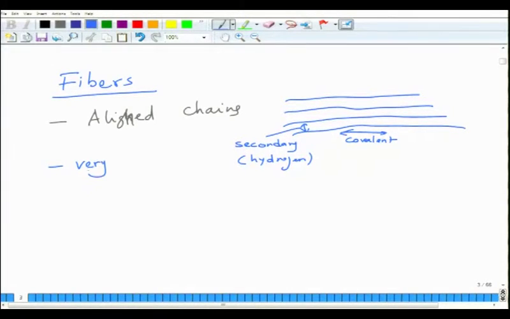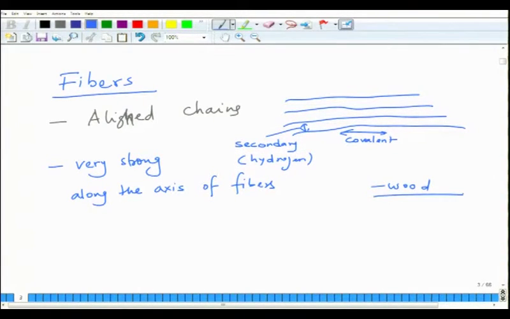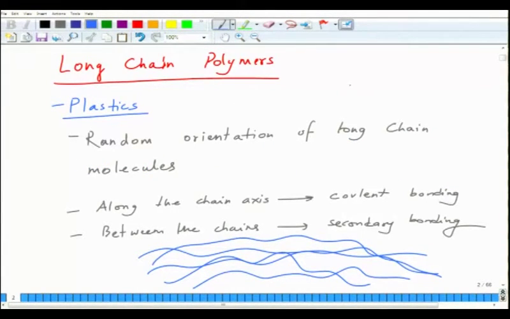So, you can rupture the tree along the axis very easily, but cutting perpendicular to the axis takes a lot of effort. So, they are very strong along the axis of fibers. Wood, for example, has a fibrous structure. In the previous case, the plastics would be polyethylene, for example.